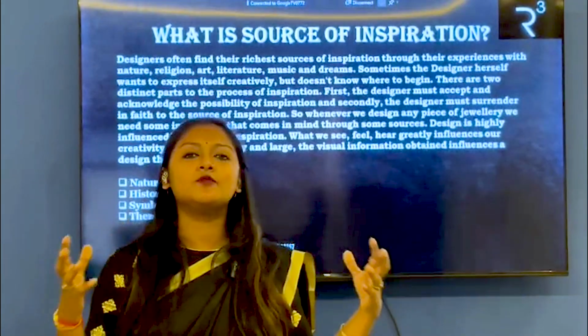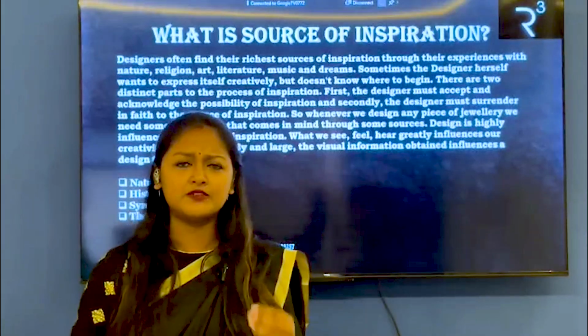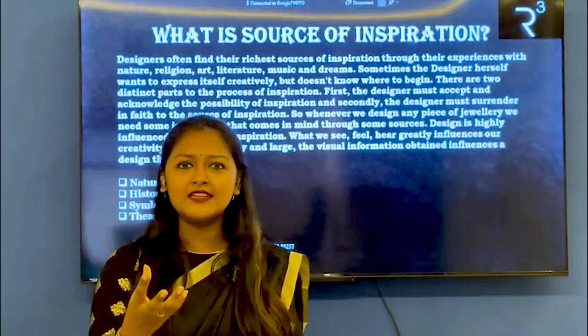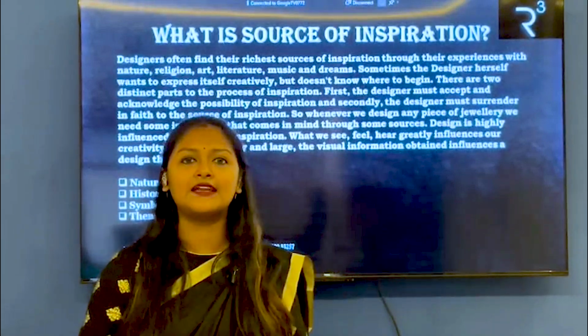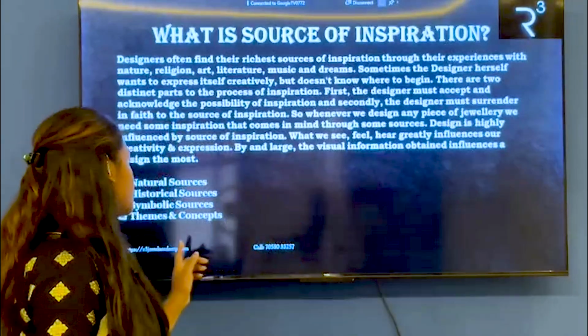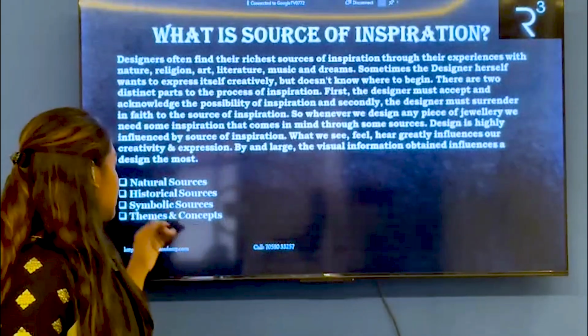From nature we can take anything, be it a butterfly, a leaf, a flower, anything. We see it, and when we implement that in the design, in our jewelry item, that is called natural source. Then we move to number two, the historical source.